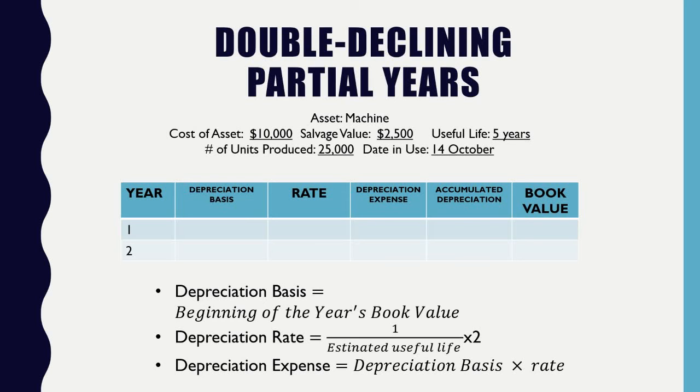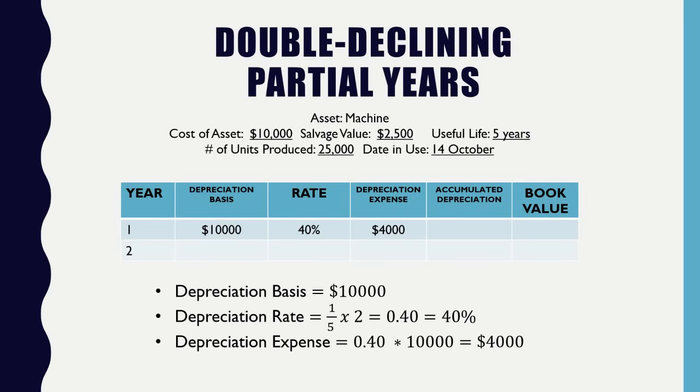So the 10,000 is the depreciation basis. Good. Then we do the 1.5 times the 2, which is the 40%. And the depreciation expense is $4,000. So that's what we solved for, correct?